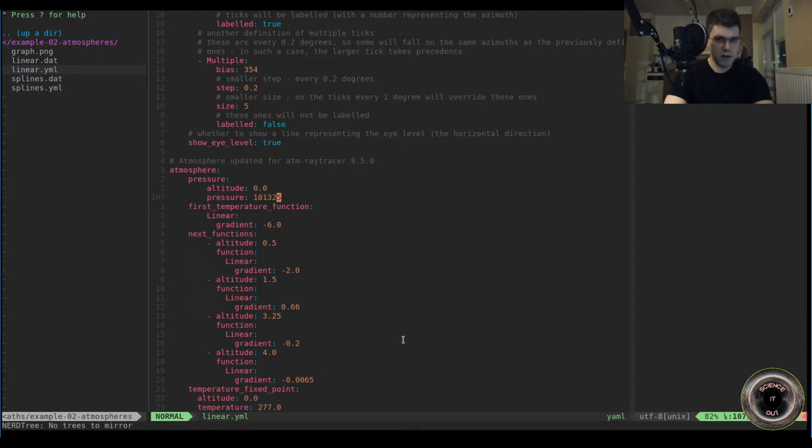It's in hectopascals. So then the first temperature function means it's the function that applies from the altitudes of -infinity to basically whatever is the next function. So here the next function will be at an altitude of 0.5 meters. So this first function would apply to the interval from -infinity to half a meter.